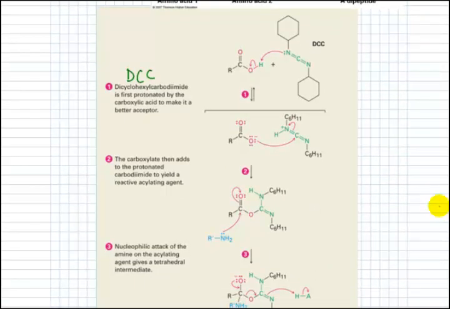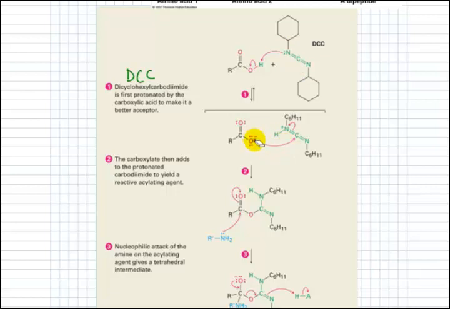So the first thing it does is actually kind of interesting. DCC, dicyclohexyl, those are the cyclohexyl groups, carbodiimide. So N double bond C double bond N is a carbodiimide. These ends are basic just like any other nitrogen would be, so it deprotonates the carboxylic acid, making a carboxylate. The protonated imine over here now is an electrophile.